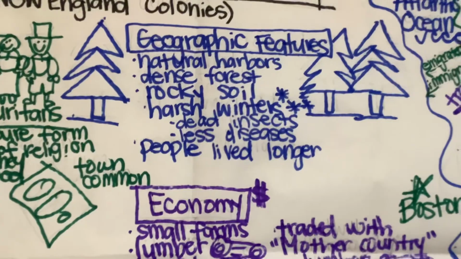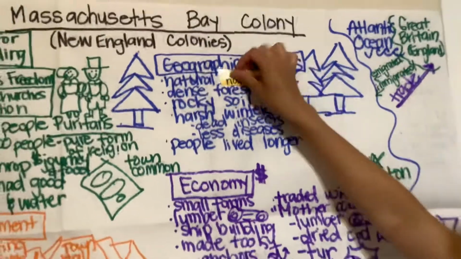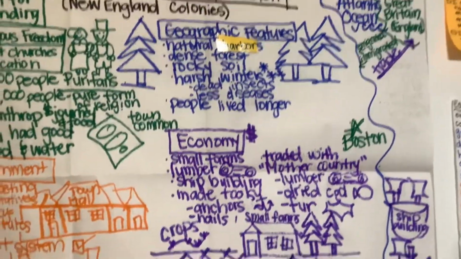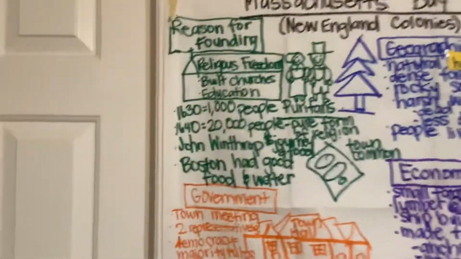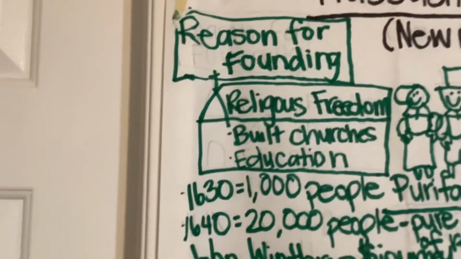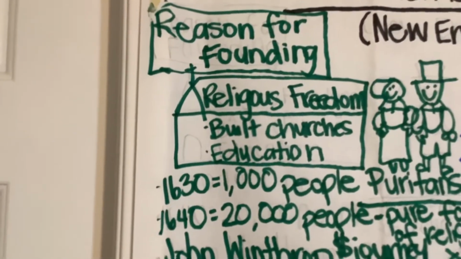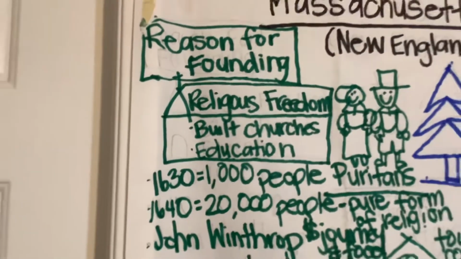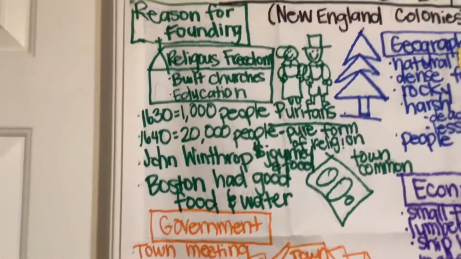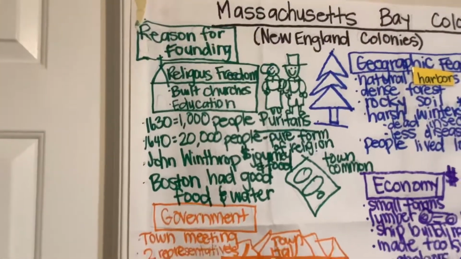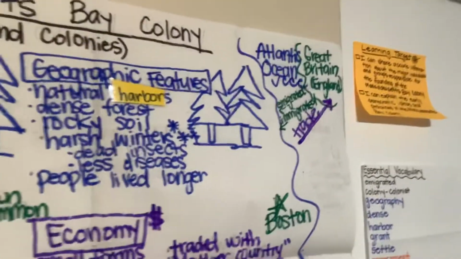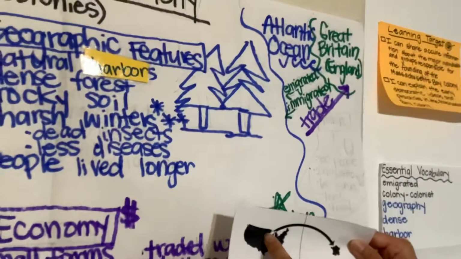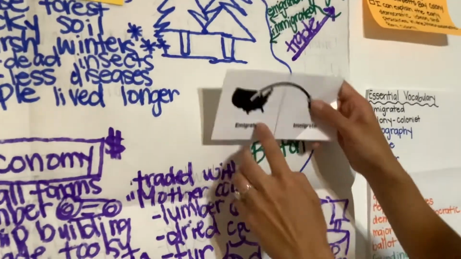Awesome. Now let's go over to our reason for founding. Say reason for founding. Reason for founding. So, the reason for the Massachusetts Bay Colony is people emigrated from Great Britain and England, and they immigrated to the Massachusetts Bay Colony. So when you emigrate, you're leaving a country, and immigrate is to come.